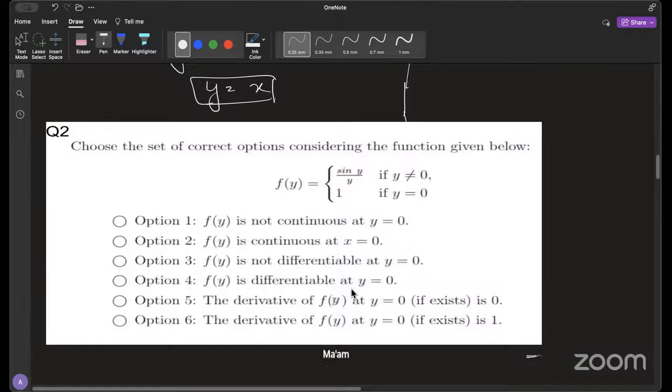Ma'am, option 2, 3, and 5. Okay, 2, 3, and 5. Let's see.